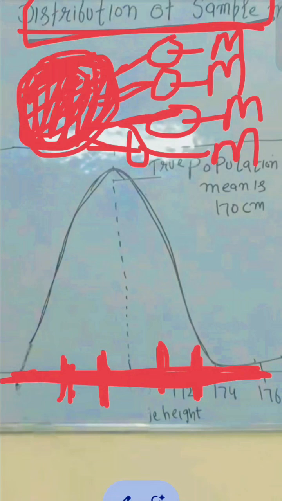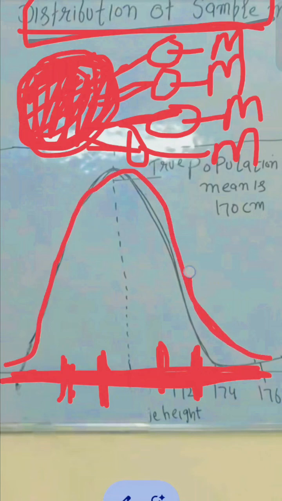Displaying and putting the sample means on the graph is called sampling distribution. To display or put all the sample means that you have derived from the population is called sampling distribution or sampling distribution of means. And then we get a curve.